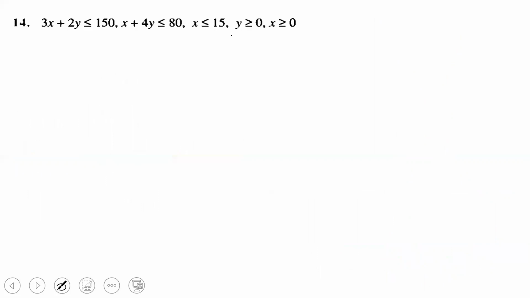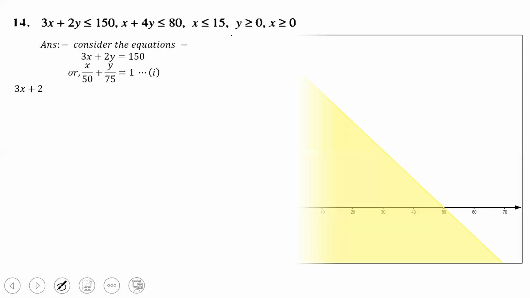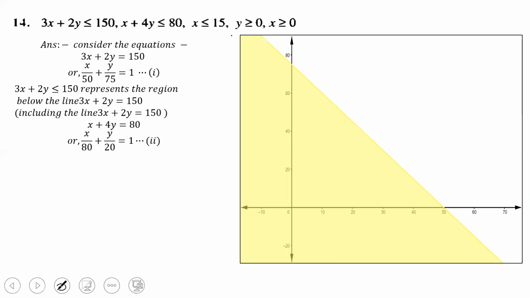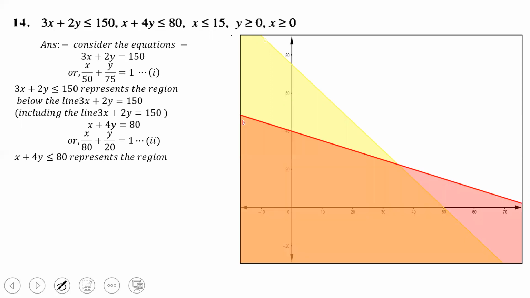3x plus 2y less than or equal to 150. So first of all, consider the equations. 3x plus 2y equals 150, and so x by 50 plus y by 75 equals 1. Take the points and mark the region. So it is the left hand side or the below portion of this line, 3x plus 2y equals 150, including the line. Next is x plus 4y equals 80. So x upon 80 plus y upon 20 equals 1. Definitely mark the line first and then shade the region, or mark the region as you wish, that is the below portion of this line, x plus 4y equals 80.